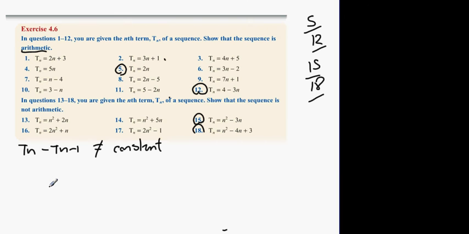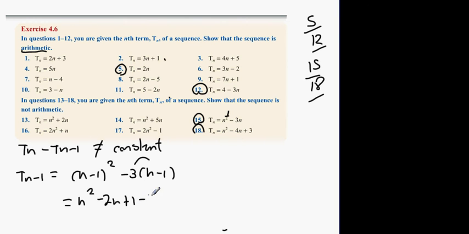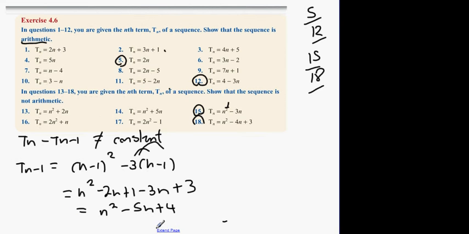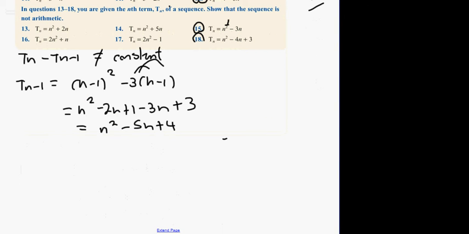So for example, T of n minus 1 is basically going to be replace this n with n minus 1, so it's going to be n minus 1 squared minus 3 bracket n minus 1. That's going to be n squared minus 2n plus 1 minus 3n plus 3. Then we're going to get n squared minus 5n plus 4. So that's T of n minus 1.